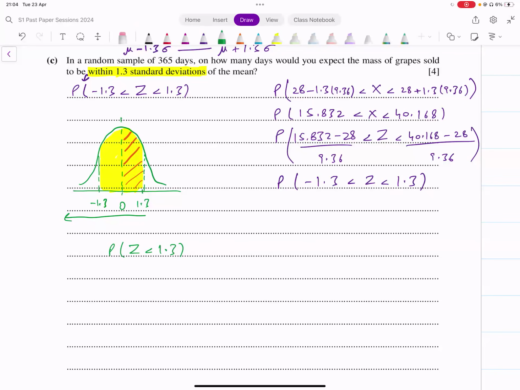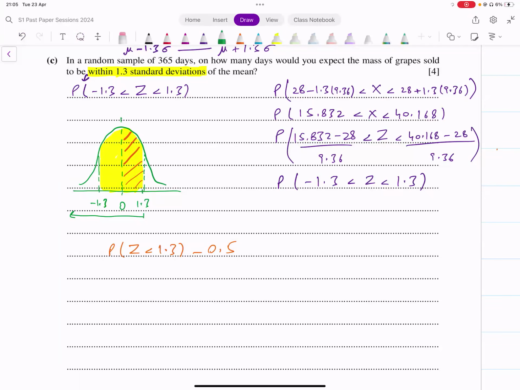This is something that you will get from the table directly. Subtract from that 0.5, and that will give you this part that I've shaded with lines. Make sense? Probability of Z less than 1.3 will be all of this to the left of 1.3. Subtract from that 0.5, this region, and that will leave you with that line shaded part that I've shown there.